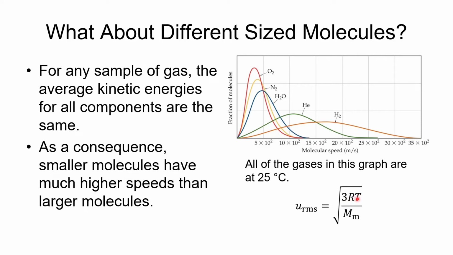T is the temperature in Kelvin, and if you want to do this calculation, the molar mass is going to be in kilograms per mole. Now, I say all that, but I don't think I have you do any of these on the homework. So that is our RMS speed.